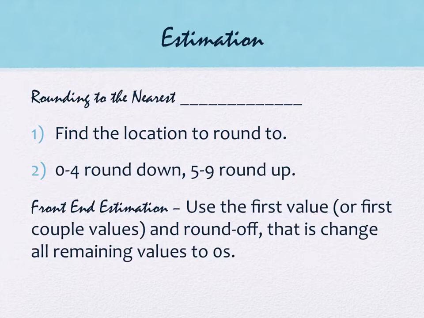So you find that location that you're going to round to, and you look at the next value. If the next value is 0 to 4, you round down. And if it's 5 to 9, you round up. We'll do an example of that in a minute.